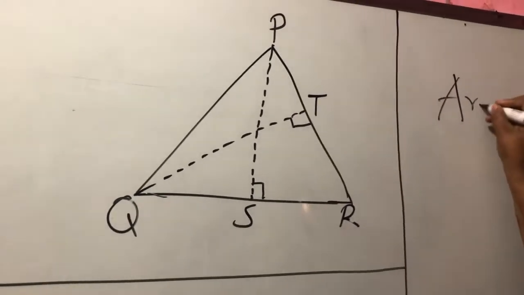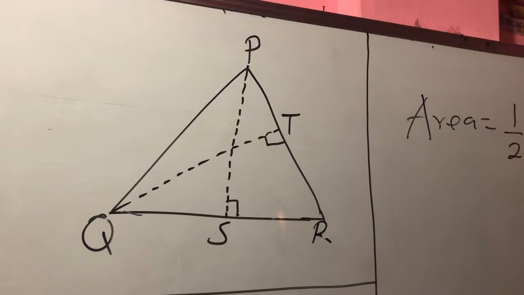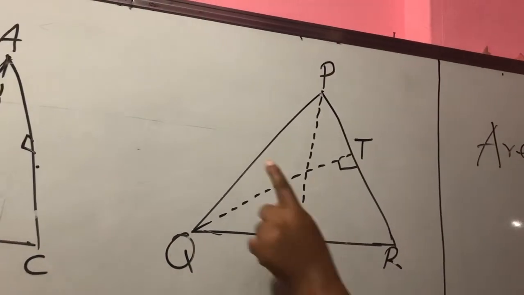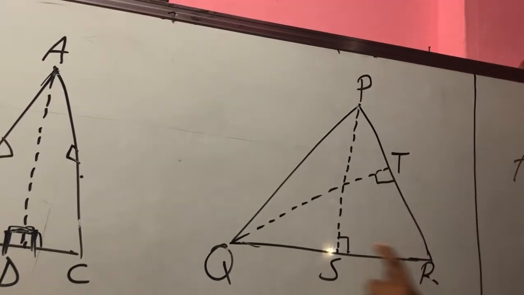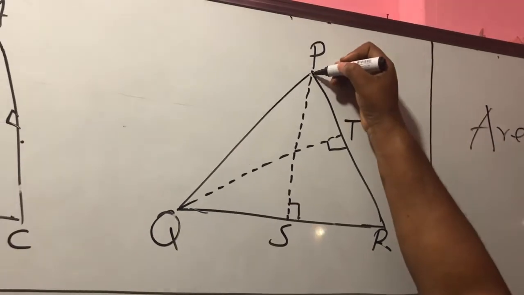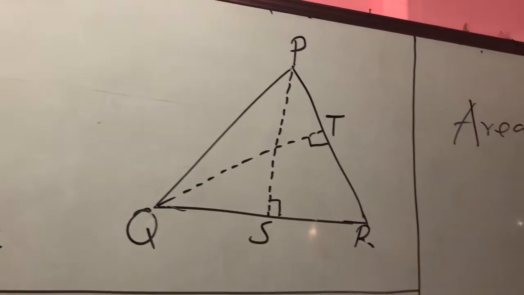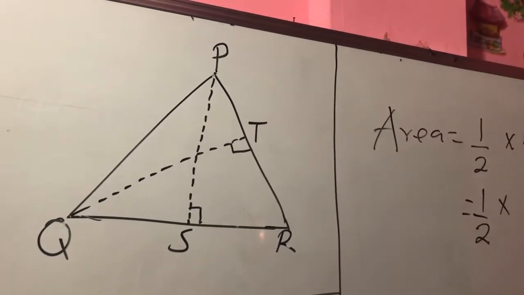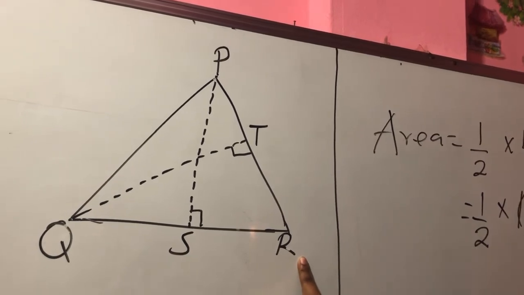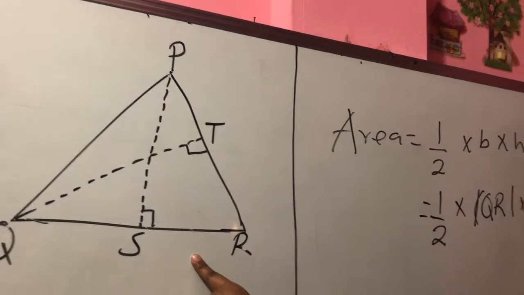So if you are finding the area of a triangle, it is half times the base times the height. Now if you are picking this height, then you have to pick it with the base it is corresponding to. Do you understand? So you pick this height, PS, and its corresponding base, which is QR. So you can write it as half times the base, line QR, times the height, line PS.